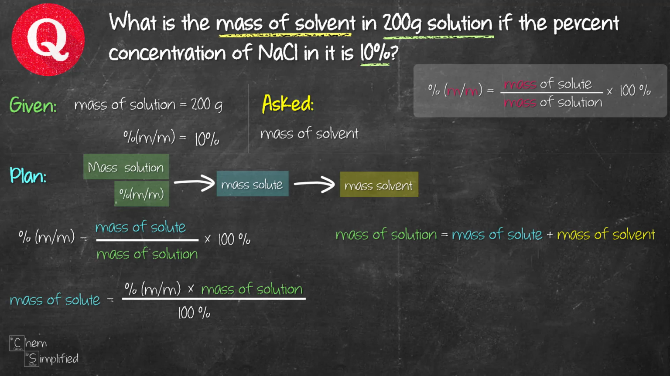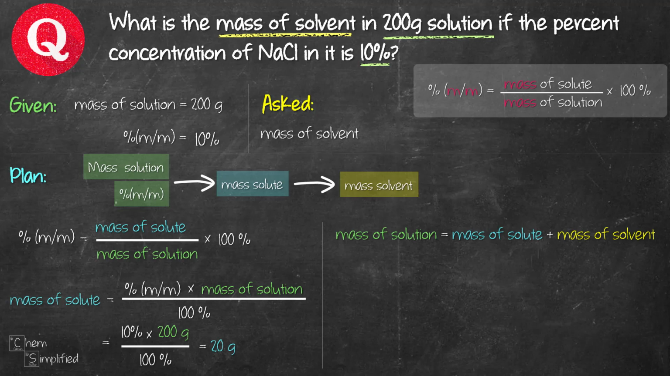The next thing we're going to do is plug in the information. The percent mass that we're given is 10%. Mass of solution is 200 grams, and then divide by 100. The percent here in this case is acting like a unit, so you don't have to worry about it. Just plug in the calculator, 10 times 200 divided by 100, and that comes out to be 20 grams. So that is the mass of the solute.